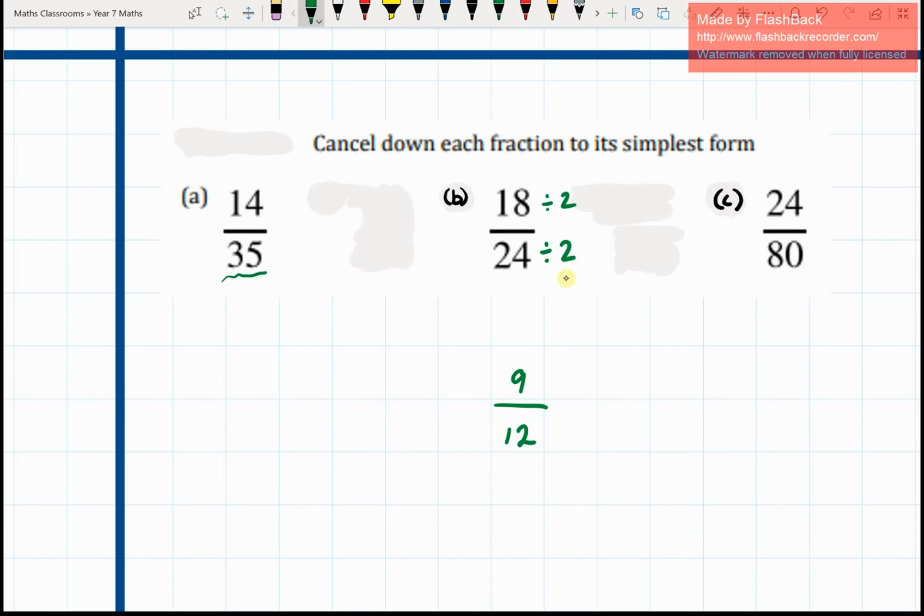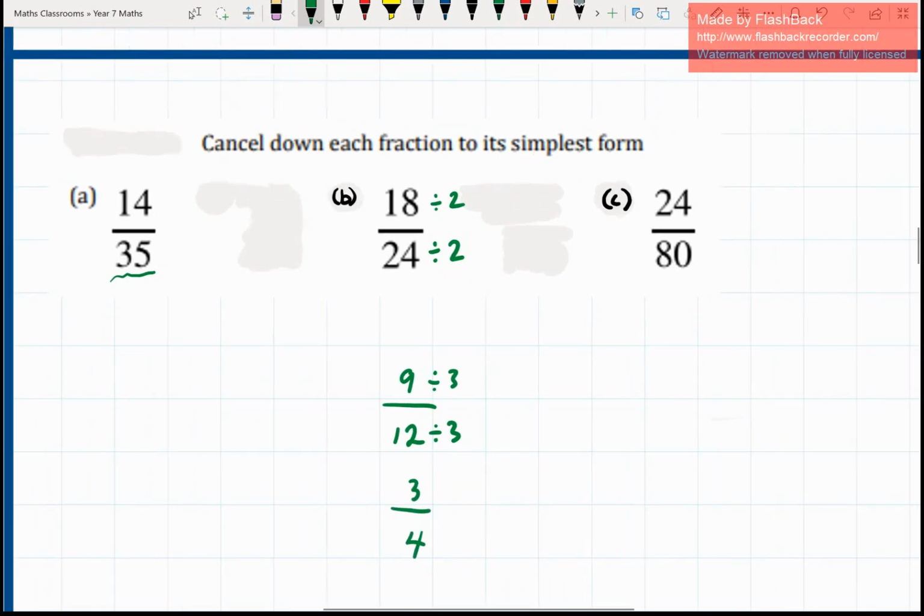But I look at that and say, okay, can that be cancelled down any further? I can't divide them by 2, but I can divide them by 3. And if I do that, then I'm going to have 9 divided by 3 is 3. And 12 divided by 3 is 4. So that's the answer to that one.